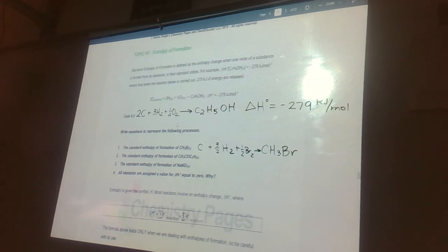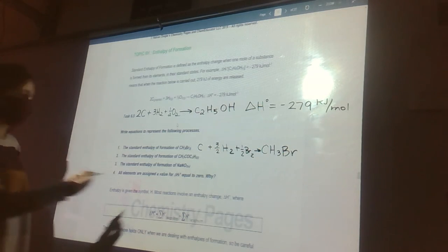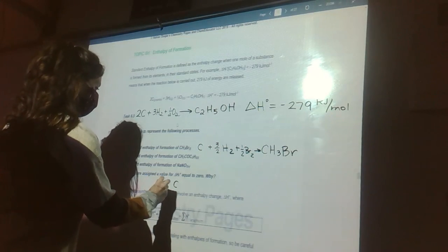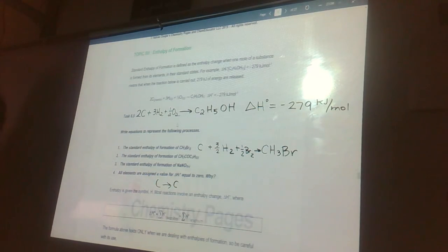Number 4 says all elements are assigned a value of standard enthalpy of formation equal to 0. Why? If I'm making carbon from carbon, is that going to require an energy? Does that take energy? Bonds broken, bonds formed, anything like that? No, that's why. It's 0. There's no change in enthalpy of formation.